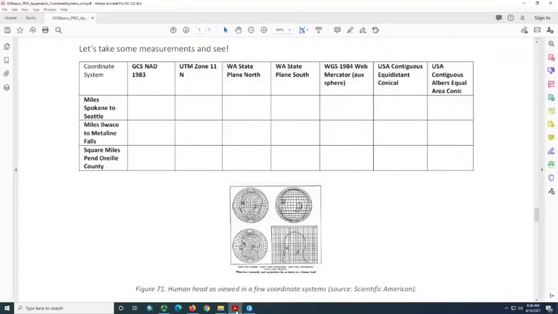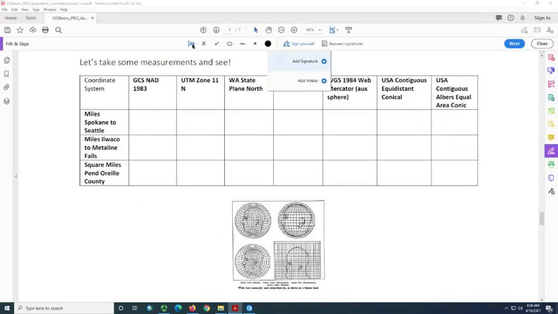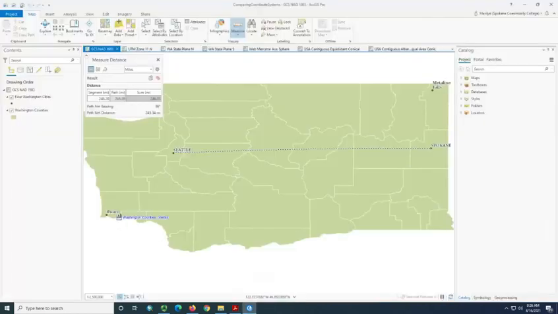So we can fill that in, right? If we have our fill-in thing going on. 246.2. All right. And then let's take a, oh, did I just make it disappear? 246.2. All right, and then the next piece, let's look from Ilwaco to Medellin Falls.